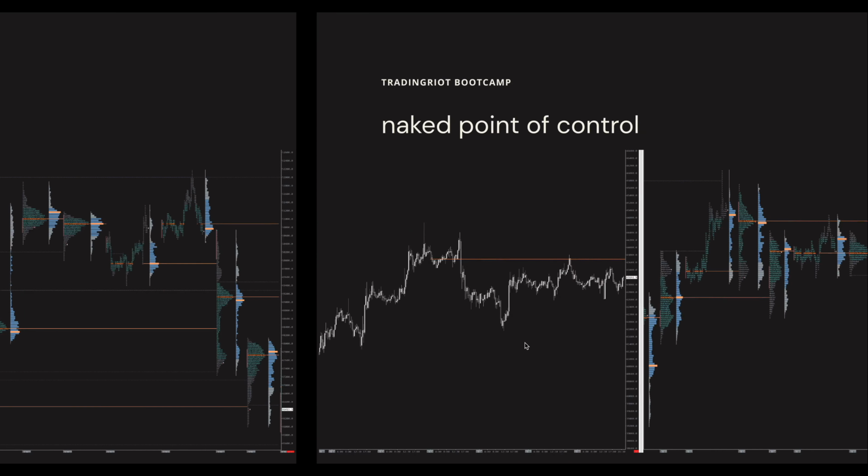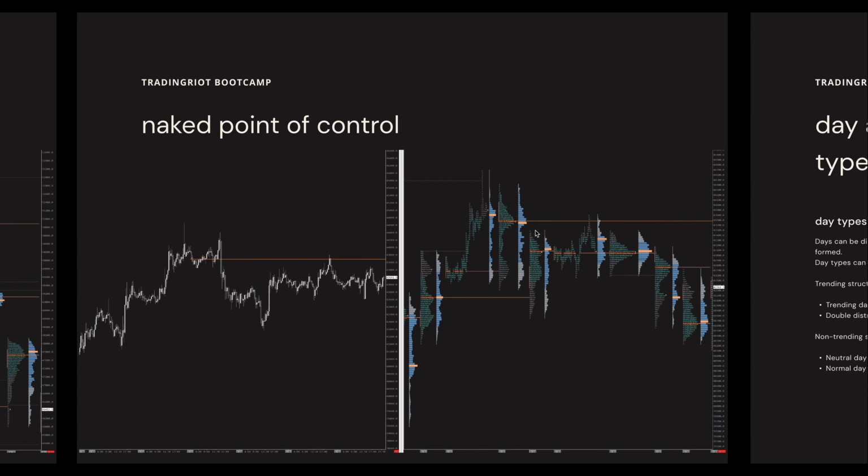The naked points of control, obviously very simple. The market profile will automatically highlight them. It's a point of control from a prior session that wasn't traded. Okay, we have one down here. This gets a little bit exceeded. I think it must be somewhere here.